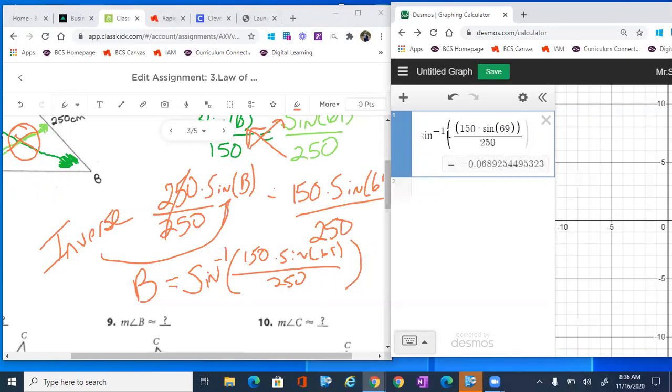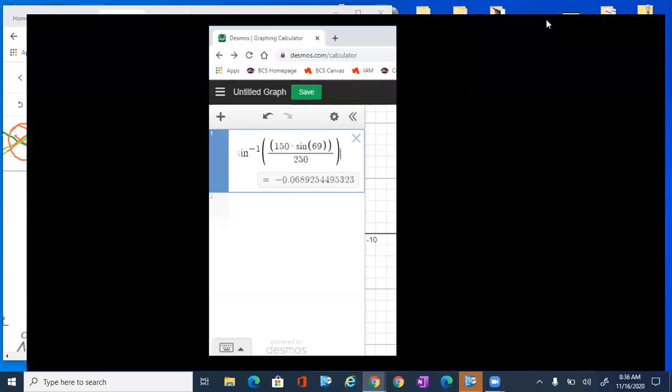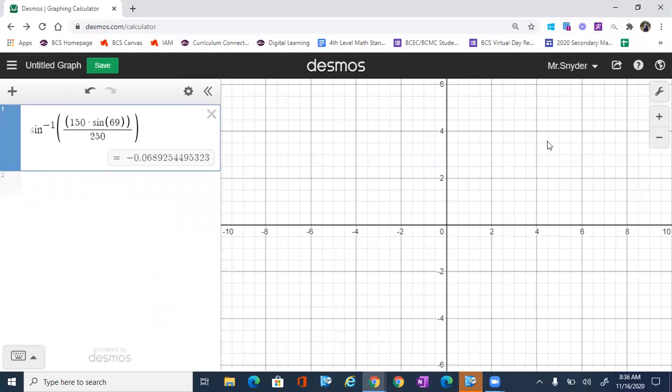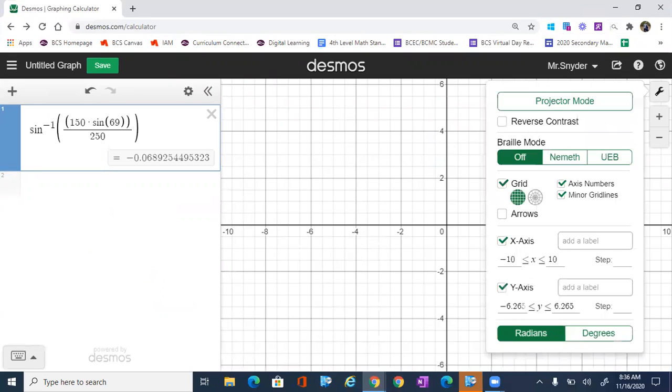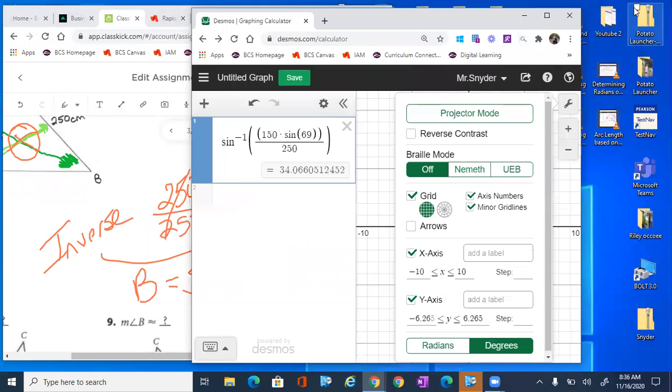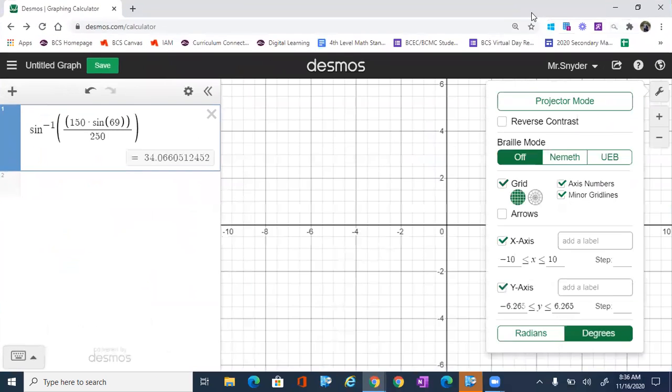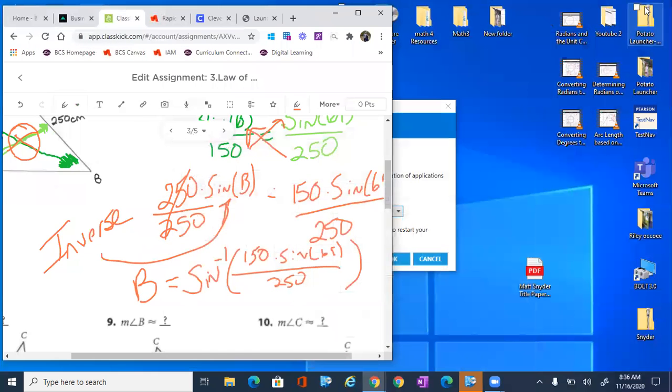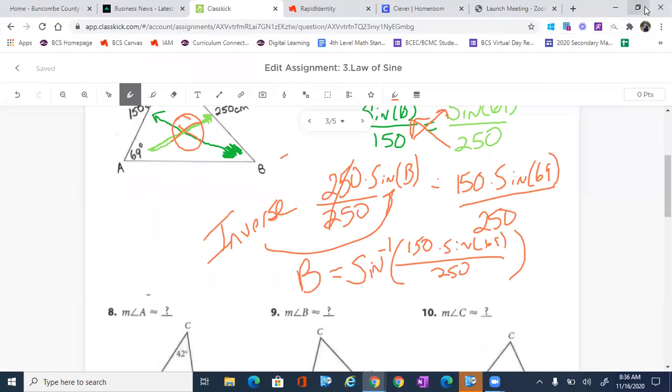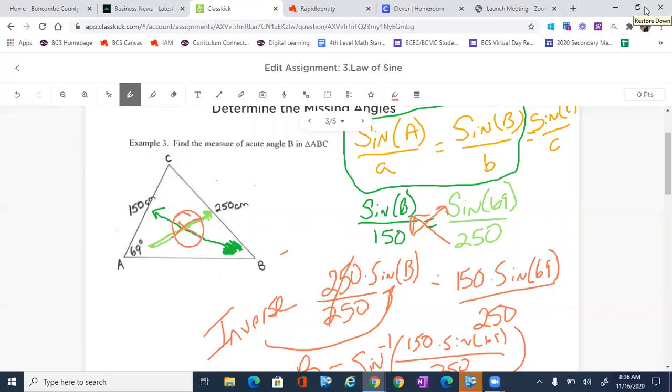Now, you are going to notice that there is an angle that comes out that is negative right now. And you're probably thinking, why in the world did it come out negative? Well, we're working with degrees, so I need to go to the graph settings, the wrench in Desmos, and make sure that I am in degree mode. And once we do that, you'll notice that the angle comes out. So we know, just based off of this, that we have a 34-degree angle. So B is 34 degrees. Let's go ahead and write that in there.